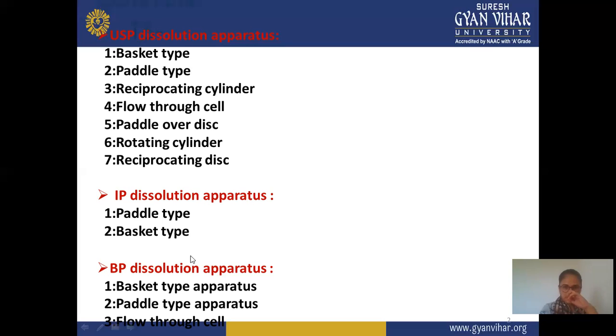And in the BP dissolution apparatus, A is a basket type apparatus, the same as the USP dissolution apparatus, and the second is paddle, also similar to your USP classification, and the third is flow through cell. In BP, there are only 3 types of apparatus. Basket and paddle both follow the USP sequence, and the third is flow through cell. So in USP there are 7 types of dissolution apparatus, in IP there are 2 types, and in BP there are 3 types. This is the classification and types of dissolution apparatus according to pharmacopoeia.